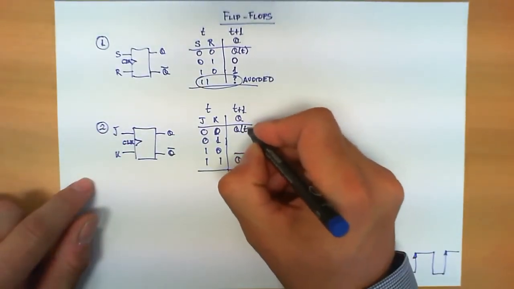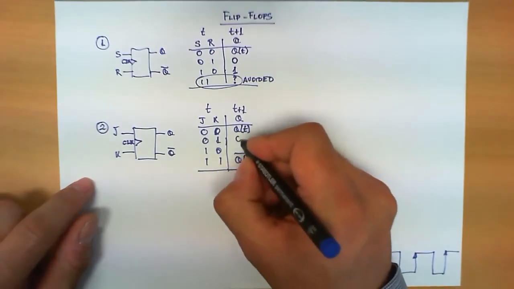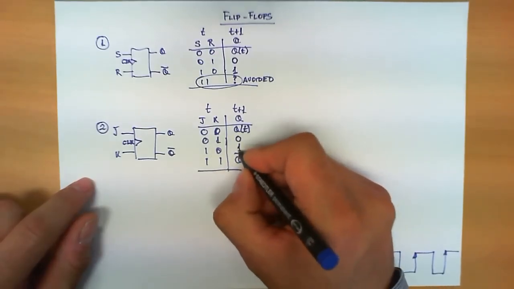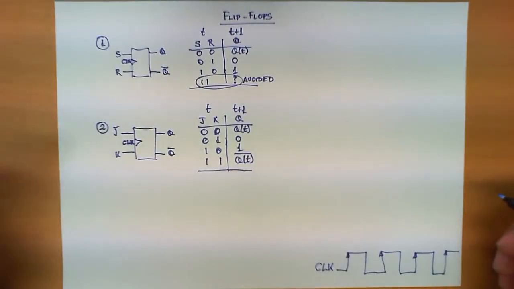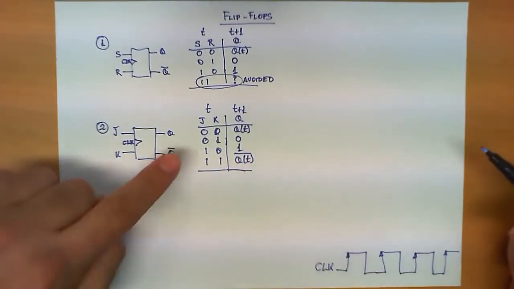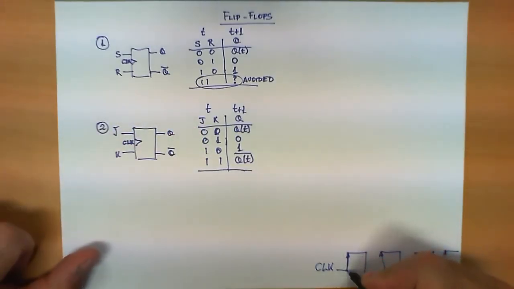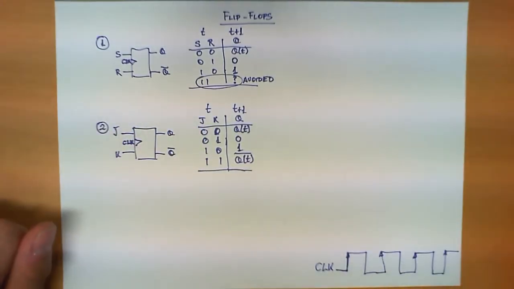With a 0 0, the output remains the same. With a 0 1, the output is a 0, and with a 1 0, the output is a 1. Now, we should remember that these transitions, or these rules, apply when I have the values at the inputs, and very importantly, the clock makes a transition as a rising edge.